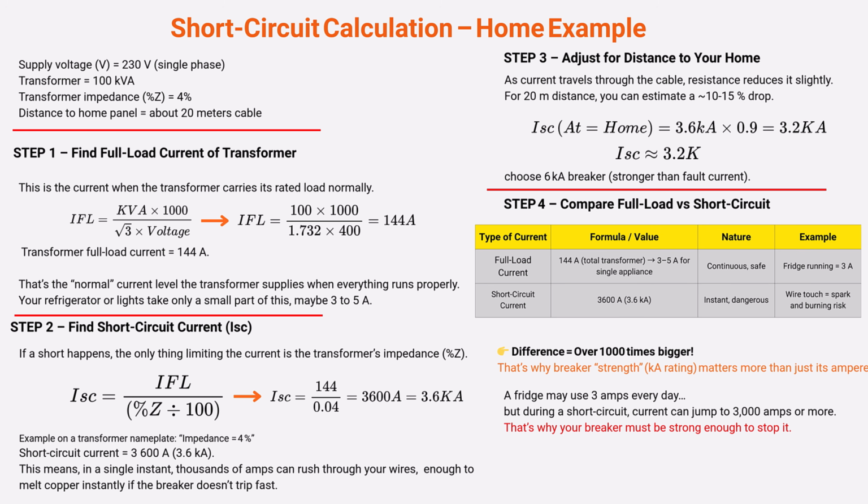Step 4: compare and choose the breaker. Finally, compare the normal and the fault currents. Then choose a breaker whose short circuit rating is higher than the calculated fault current. This ensures the breaker will trip safely and protect the equipment from fire or damage.